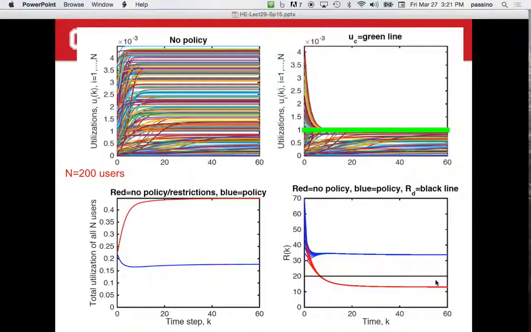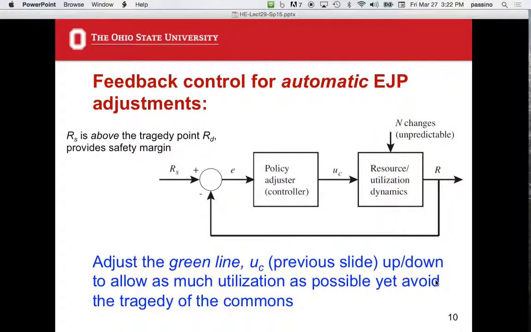Do you see the problems analogous to trying to design cruise control on your automobile? It's got to regulate the speed to 55 miles an hour in spite of the hills that come up in the future, right? You don't know what hills you're going to go over. You don't know where you're going to drive. So it's still got to be able to regulate that. So we're going to use a feedback control system to do this. It's going to look like this. So I'm going to assume we can sense the resource, R, and we're going to adjust UC. And this is the resource utilization dynamics.